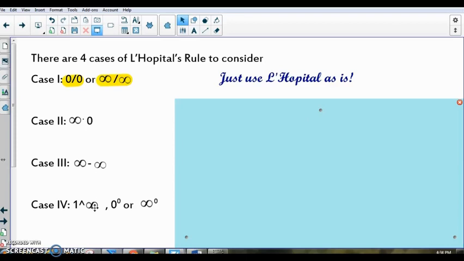These remaining 3 things over here are 3 different situations, and what you're going to do with each of these is rewrite or revamp the problem so that it looks like 0 over 0 or infinity over infinity. So it has to become a fraction.